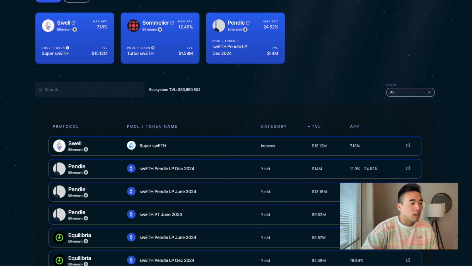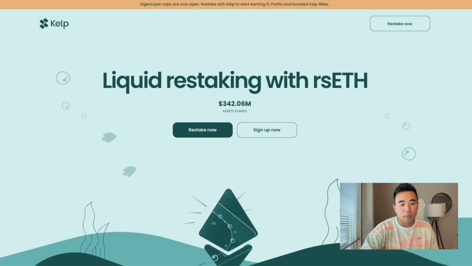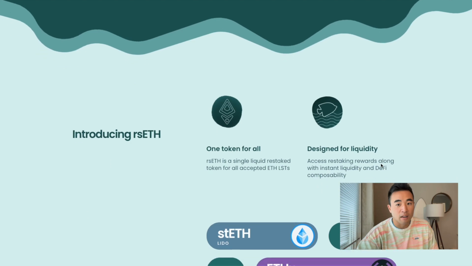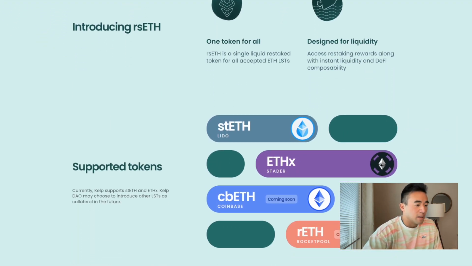Next up, let's talk about Kelp. So here we're on the Kelp website. Kelp is a restaking protocol only. So Kelp does not have its own liquid staking token, which means it's supporting the liquid staking tokens of everyone else or whoever they're partnered with. You can see here they support Lido Stater with a couple more to come, Coinbase Rocket Pool coming soon.